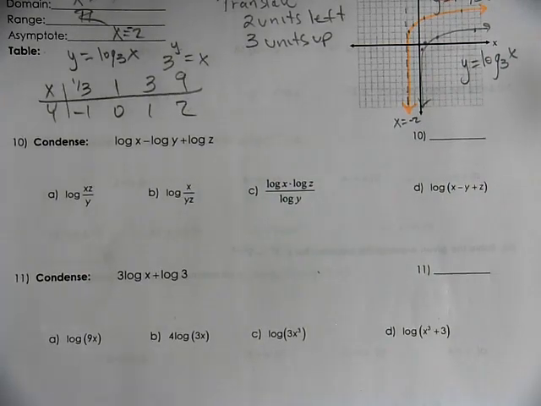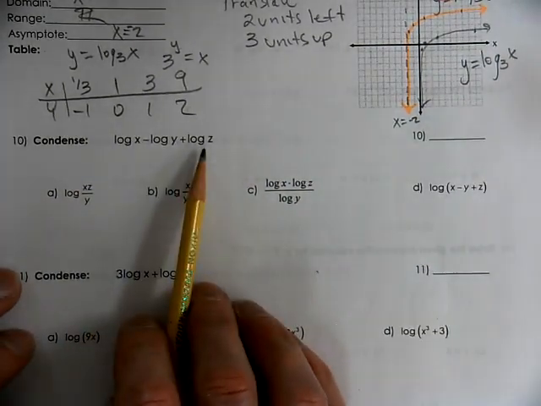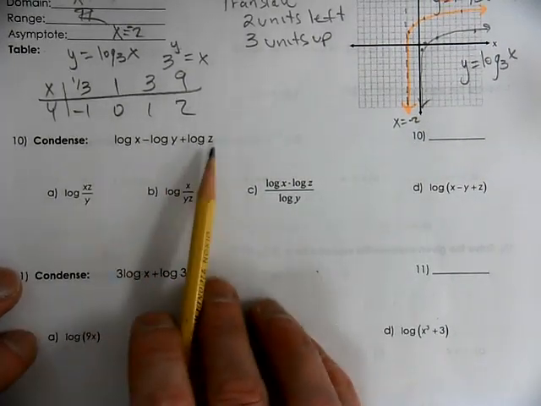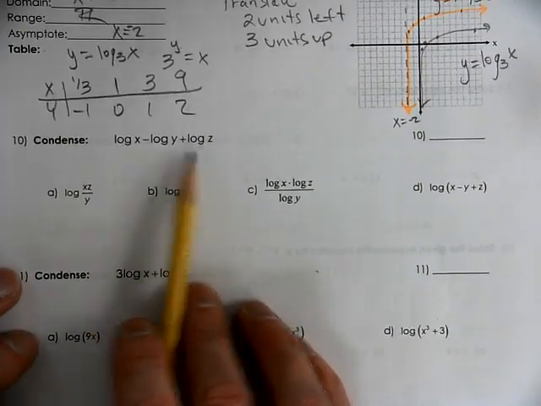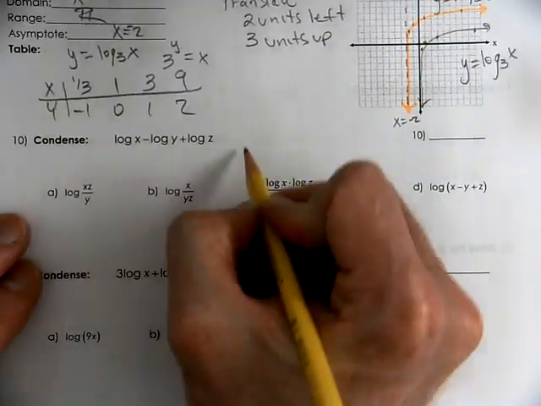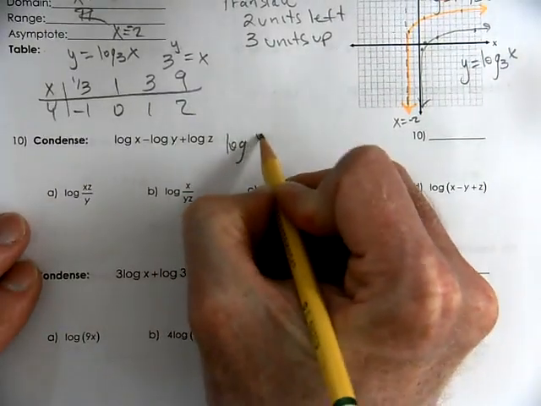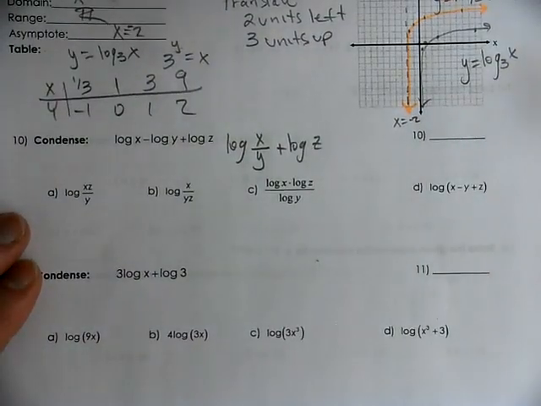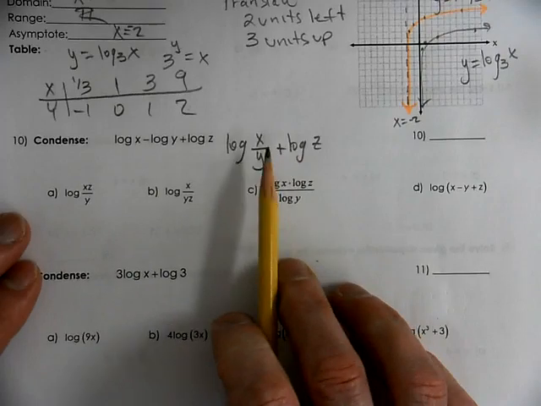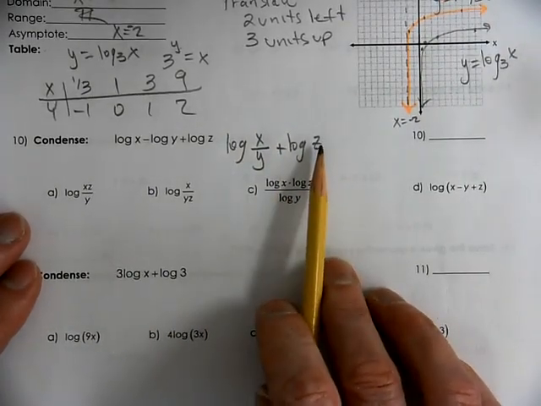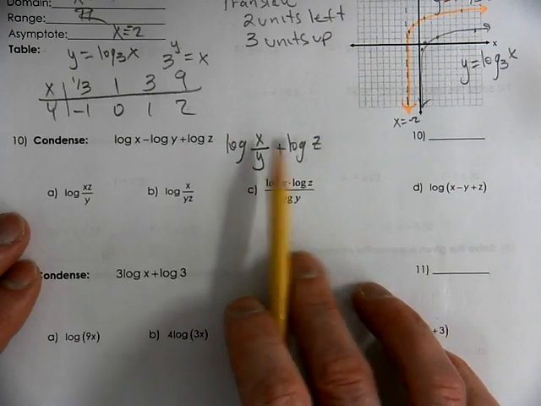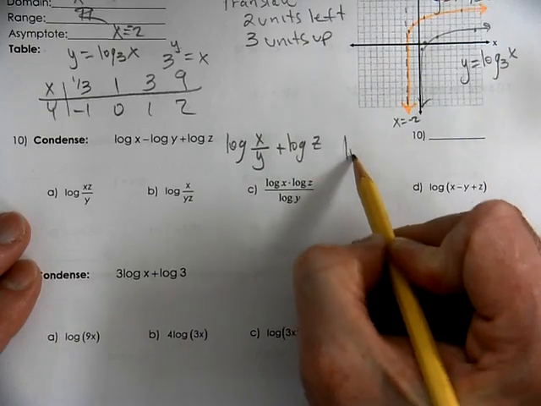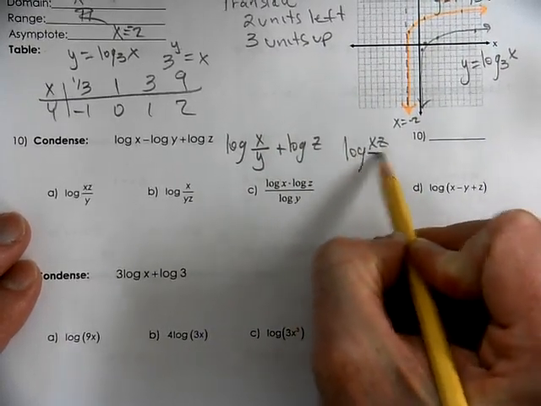Okay, condensing. This has multiple logarithms. We're going to write it as a single logarithm. Some people get confused when you have minuses and pluses. Just be sure you work left to right. The minus tells you that you're going to have log of x over y plus log of z. And when you multiply a fraction times another number, that would go on top. So when you're adding, that's going to go up on top. So my answer should be log xz over y.